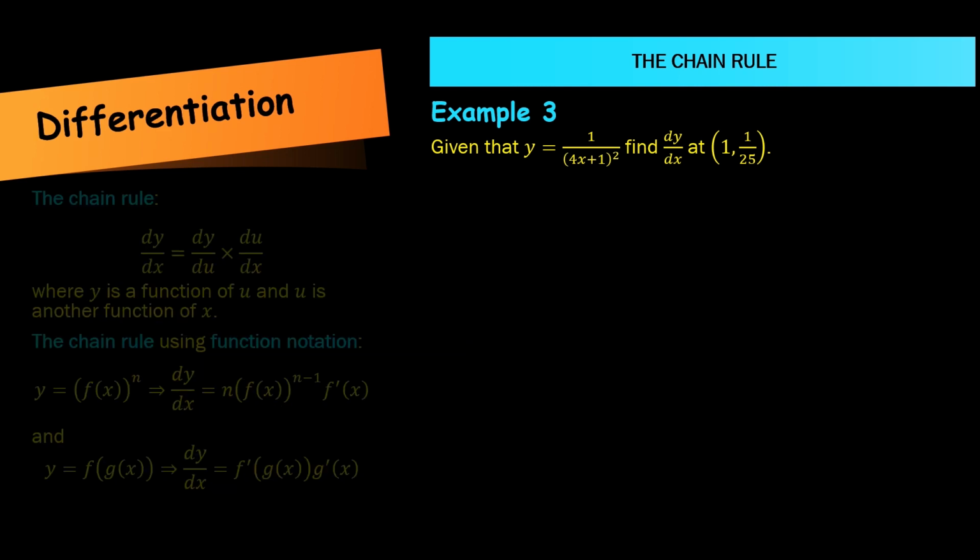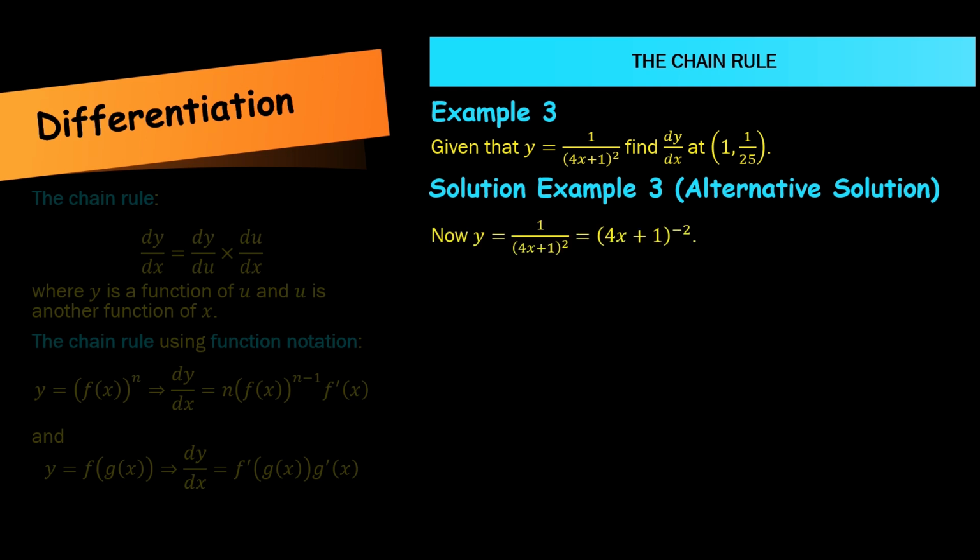There is an alternative solution to this problem. Let's explore this. We can rewrite y as 4x plus 1 all raised to the power minus 2. So let f of x equal 4x plus 1, and so f dash of x equals 4. We also have that y equals f of x to the minus 2.